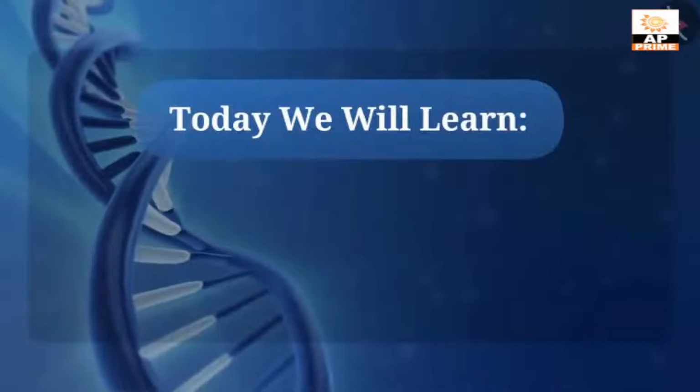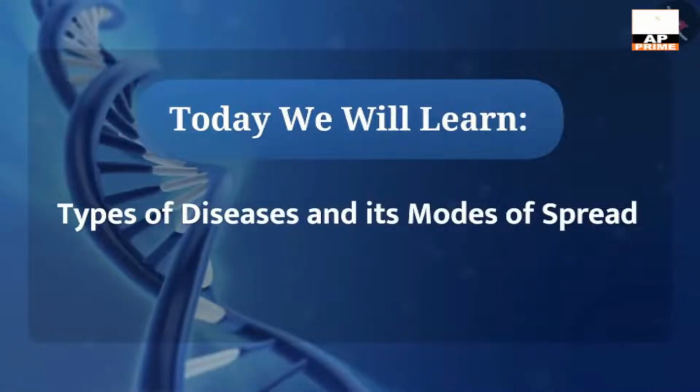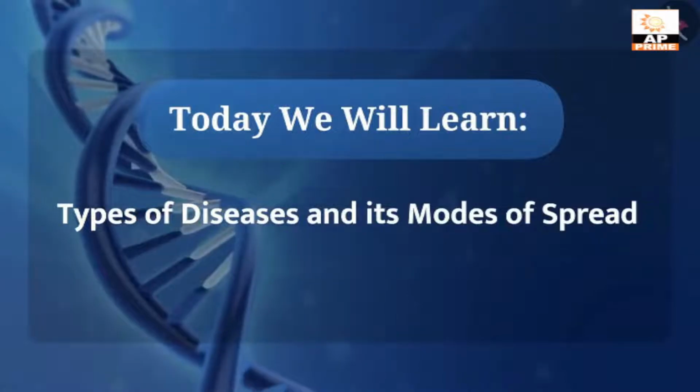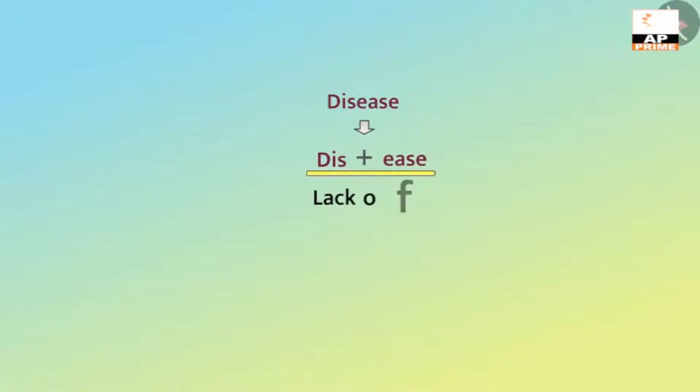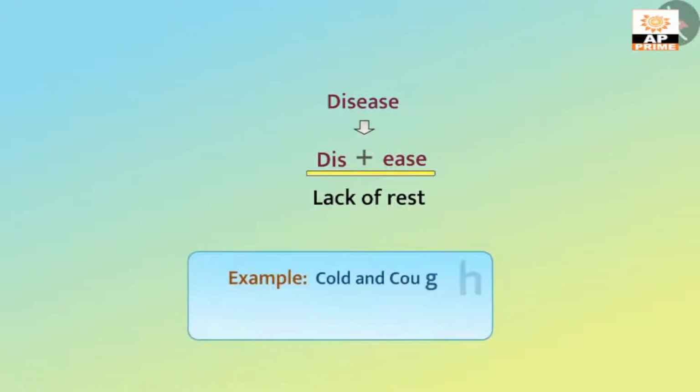Today we will learn about types of diseases and their modes of spread. In the previous video, we learned that disease can be written as dis plus ease, and from this we can take the meaning as lack of rest. For example, cold and cough, elephantiasis, and many more.